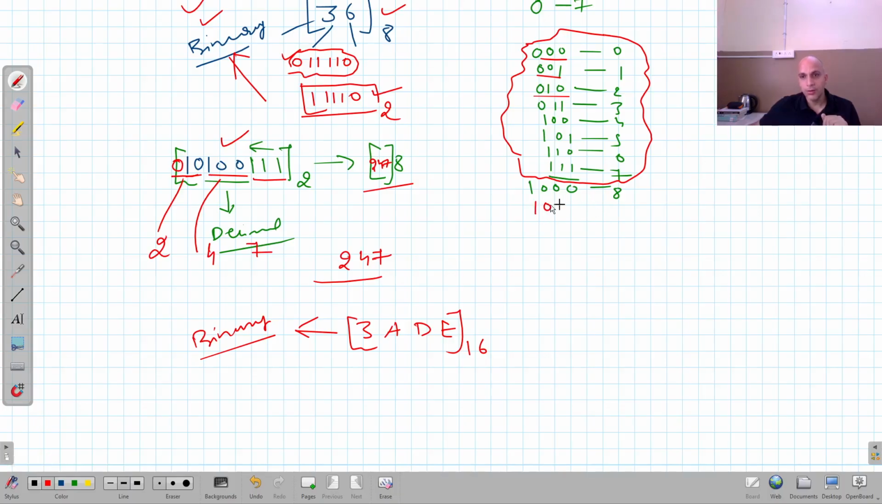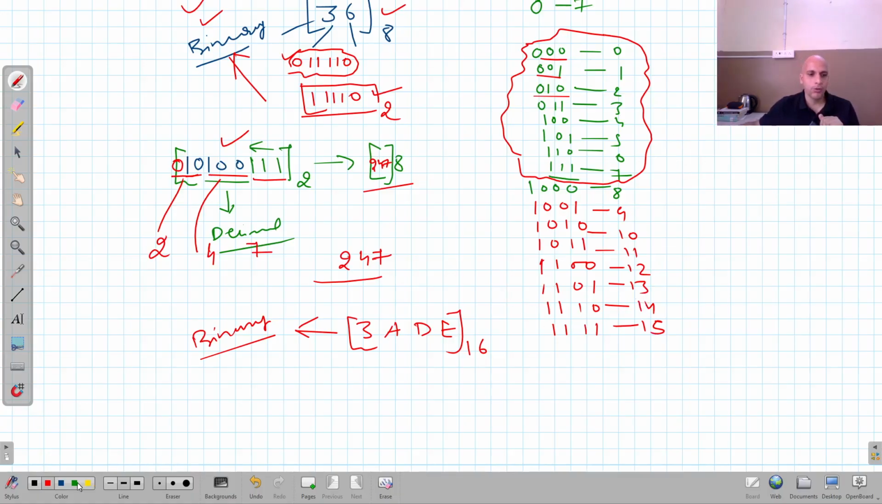Count. It is 9, 10, 11, 12, 13, 14, 15. It makes the total 16, right? So what does it mean?